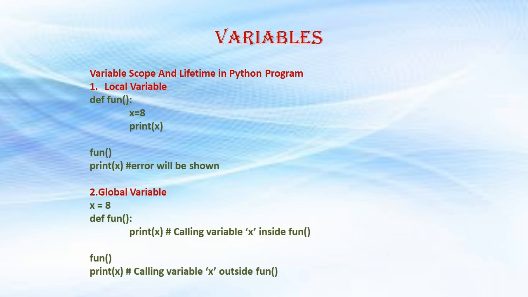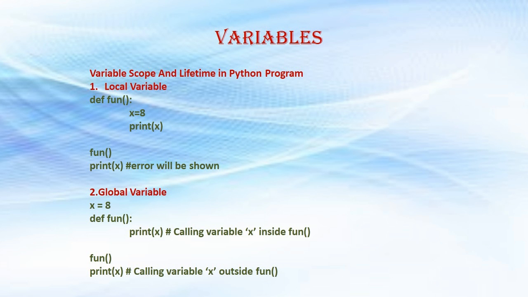If we declare a variable in the scope of a function, then scope means within a function, then it can be used within the function only. It cannot be used outside the function. For example, def function, we have declared a function and then x equals 8, which is a local variable. Local variable, why? Because it is declared within the function, and then print x, function call, right?